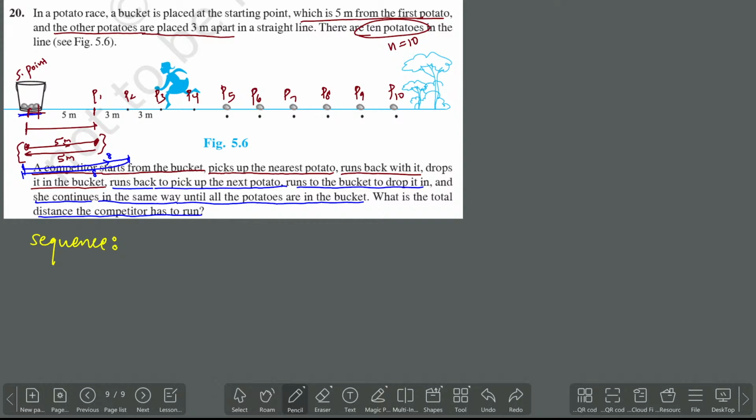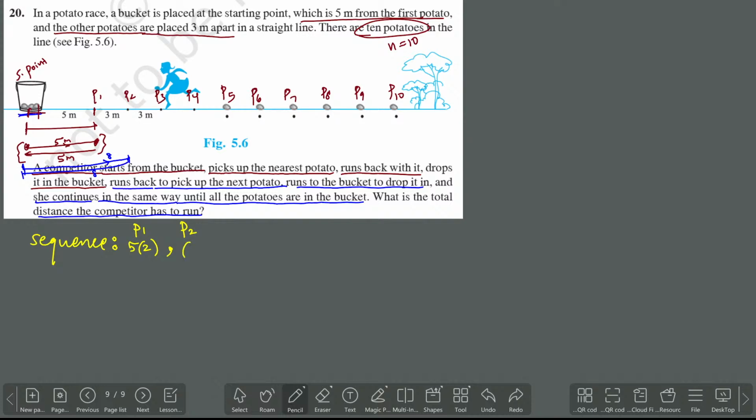So the competitor, for taking the first potato, runs 5 meter. Am I right? Again they are coming back. So 5 meter they are running how many times? 2 times. Then 5 into 2. Do you understand? Right. Now for taking potato number 2, they are running.